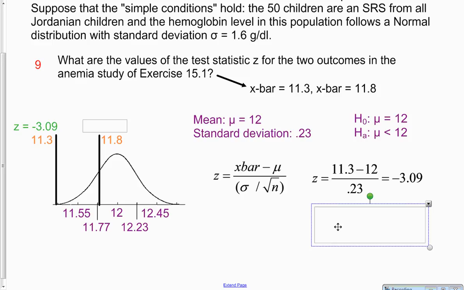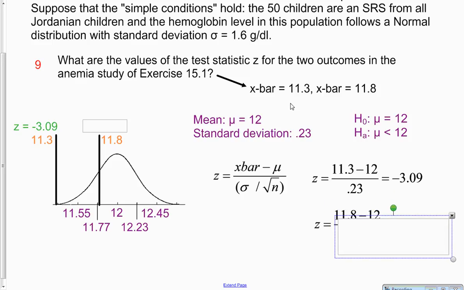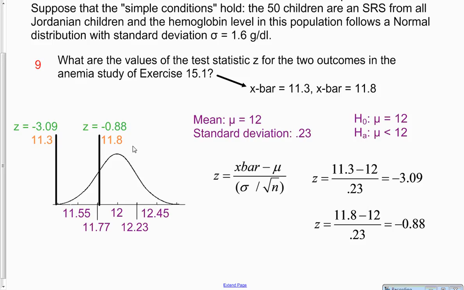For the next one, for our Z, we calculate it with 11.8, so we plug in 11.8 on top minus 12, divide that by our standard deviation, and we're going to get -0.88, which is, again, pretty close to -1, which is what we expected. This one was pretty close to -3, which is what we expected graphically. So that's how you calculate the Z-score. You're just finding how many deviations away is it from the mean.